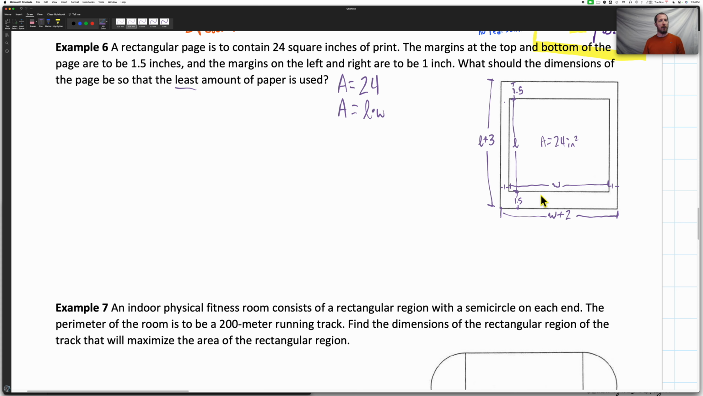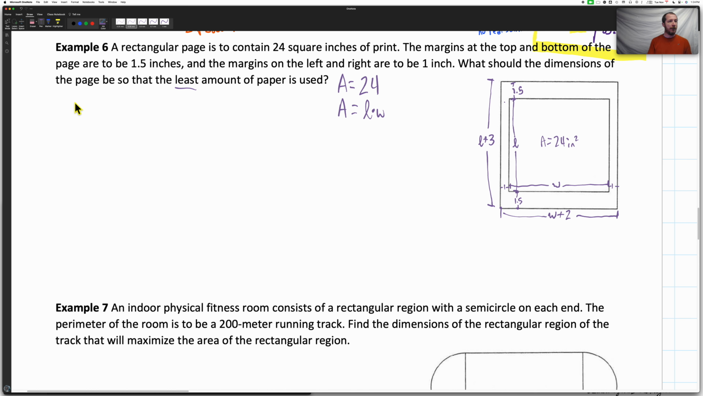Okay. What else? We labeled our diagram. We understood the problem. We want to, what are we trying to optimize? What should the dimensions of the page be so that the least amount of paper is used?